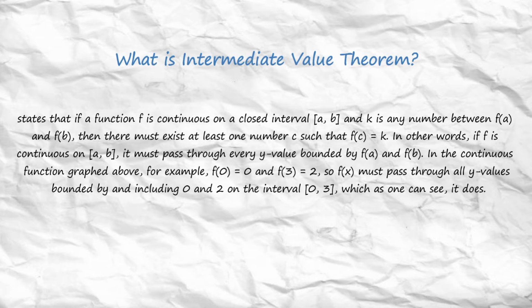In the continuous function graphed above, for example, f(0) = 0 and f(3) = 2, so f(x) must pass through all y values bounded by, and including, 0 and 2 on the interval [0, 3], which as one can see it does.